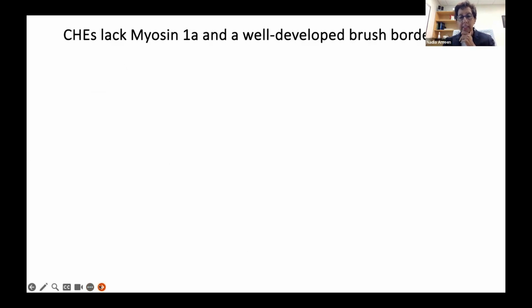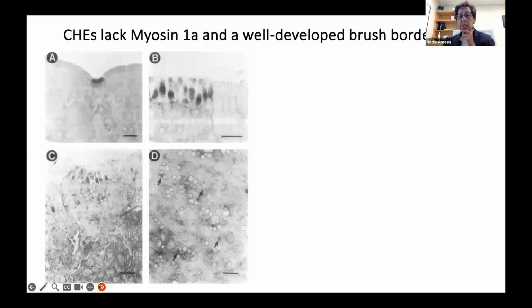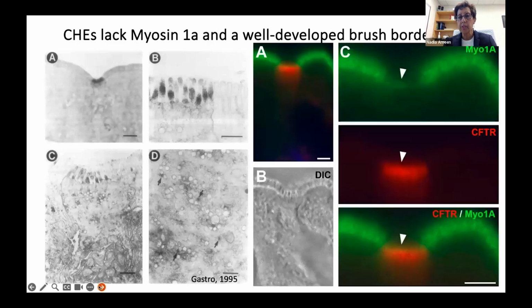In addition to that, morphologically, we showed in 1995 in that Gastro paper that these cells have a less well-developed brush border. Here's a cheese cell labeled with CFTR antibody. The cells have a lot of mitochondria and a lot of vesicles, which allow trafficking. And in other papers, we showed that these cells lack a myosin that is critical for the development of the brush border in villus enterocytes.